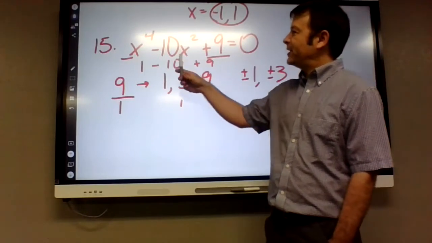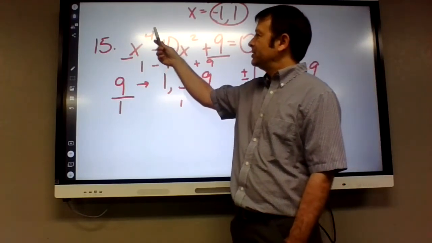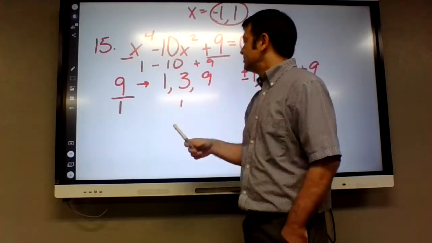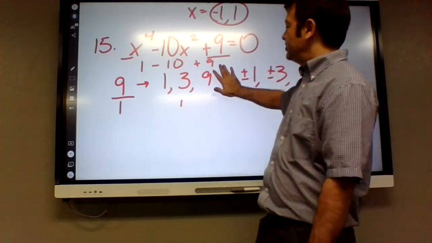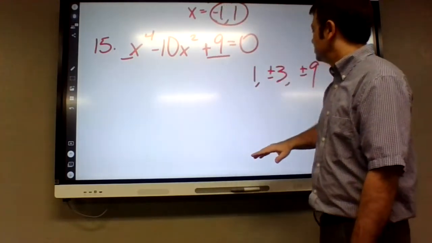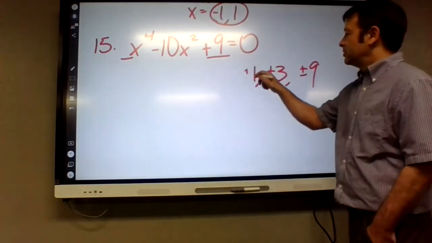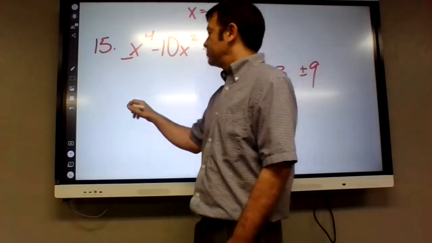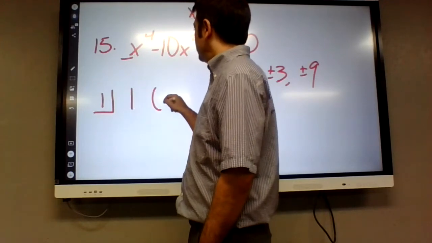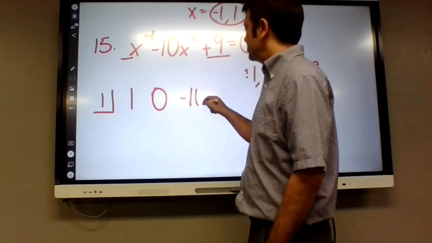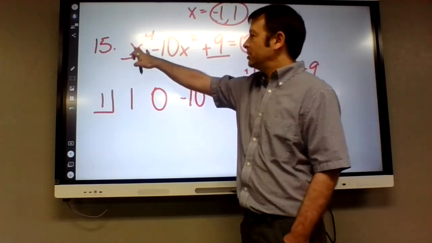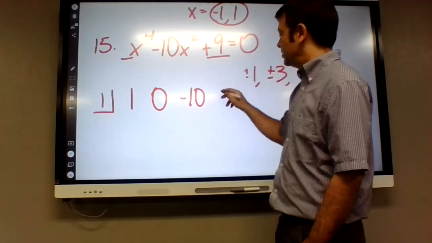It would be nice if I could find another solution. It could be that 1's a double root. I'll go ahead and divide by x minus 1, so I'll put 1 in the box. I know this is going to work. Remember, if there are missing terms in synthetic division, you need zeros. So 1, 0, -10, 0, 9.